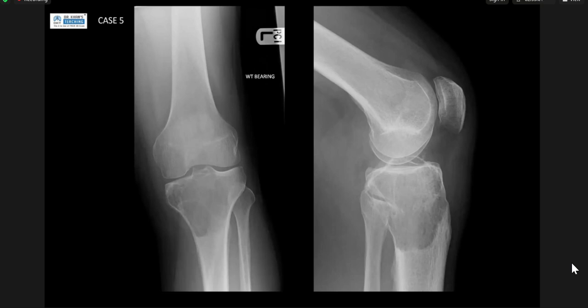So I think this is a really nice example. It's lucent. They don't tend to have sclerotic margins. So actually, that's a nice discriminator. It's a lucent lesion with no sclerotic margin. They tend to predominantly occur in the skeletally mature.